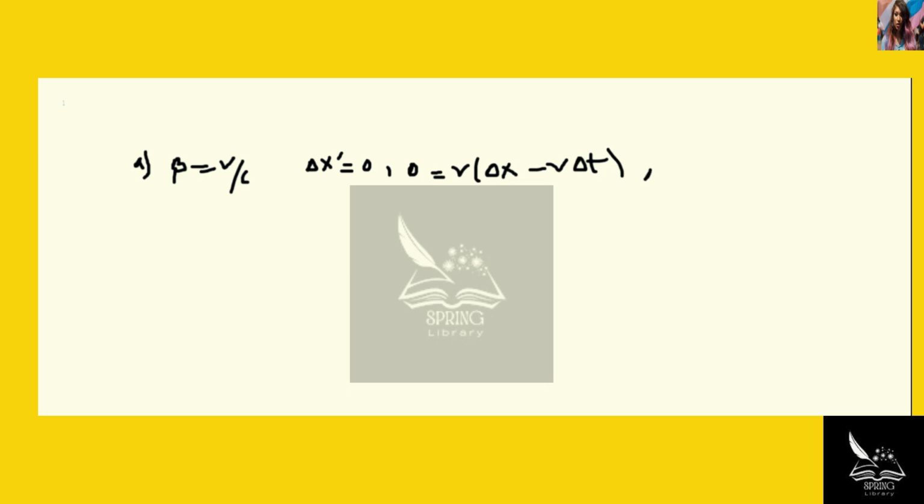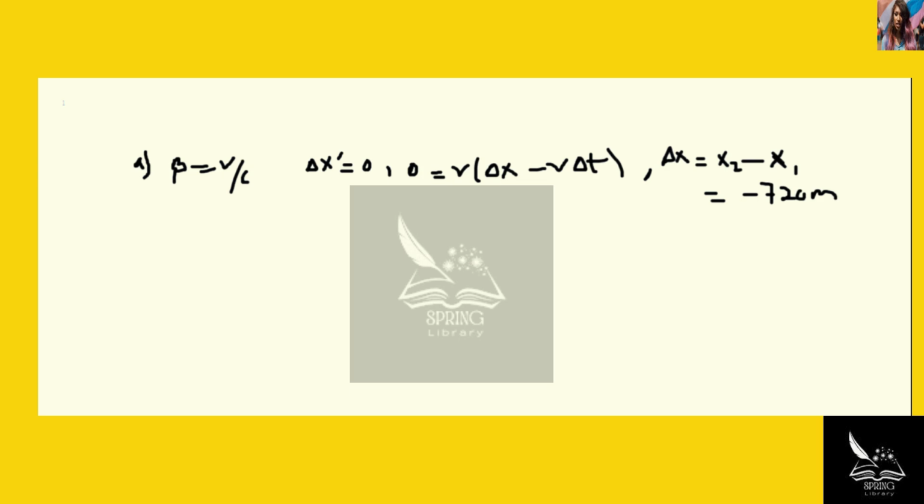Now delta x we have is x2 minus x1. So by plugging in x2 and x1, we have a minus 720 meter.